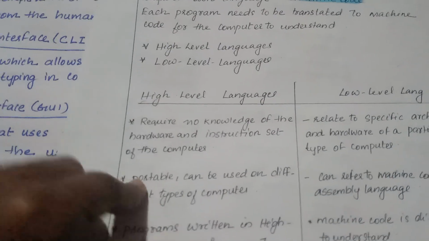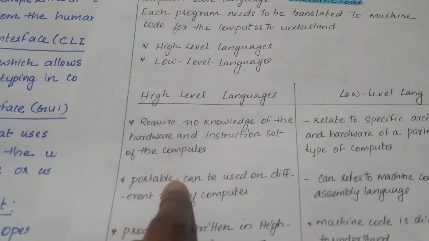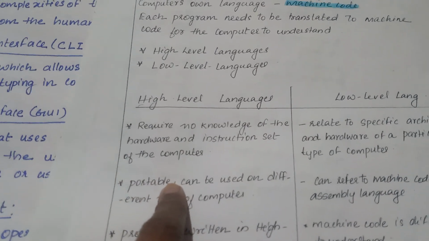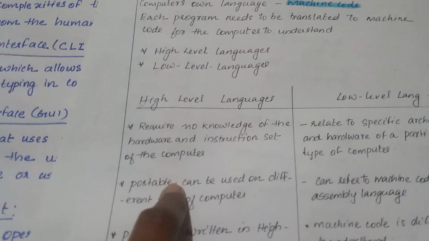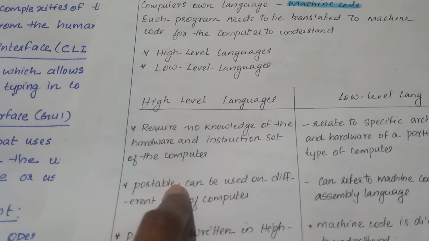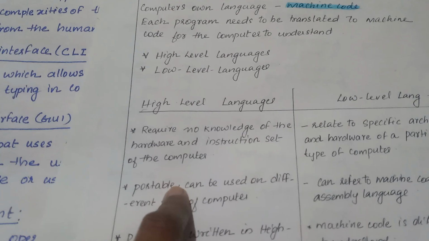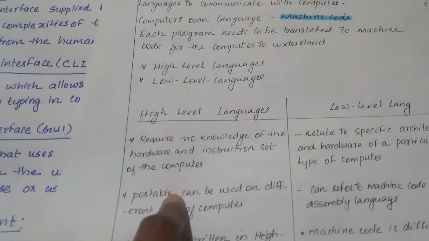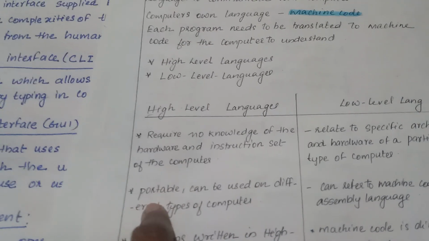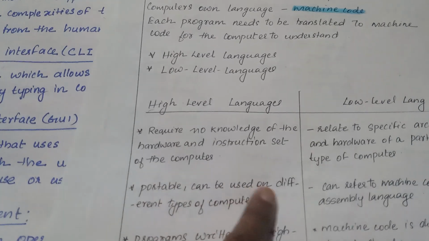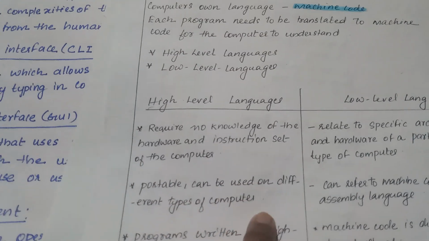It is portable. Portable means the program that you have written on your system, I can take it to my system and run, and there also it will work. I can take the program to another person's system and run it, and there also it will work. That means it is portable and can be used on different types of computers.